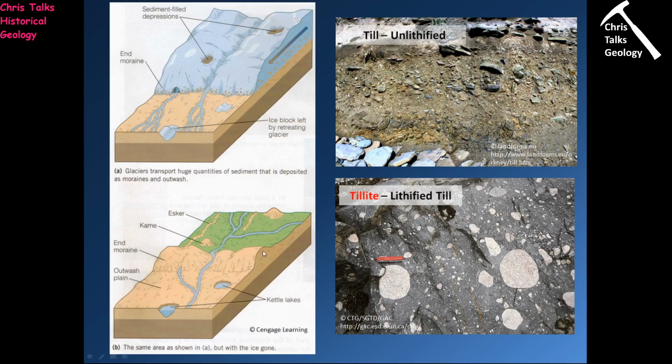Obviously the glacial till itself will build up along the edge of the glacier where it's melting. It will form this pile of chaotic sediment, which we refer to as the moraine. And obviously the meltwaters will redistribute some of this moraine sediment to form the outwash plain, which consists of braided rivers.